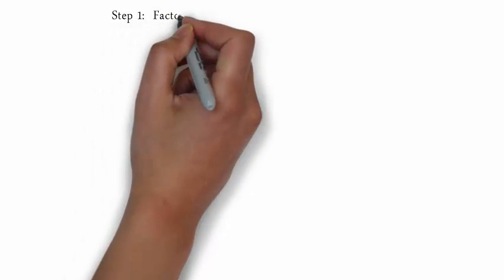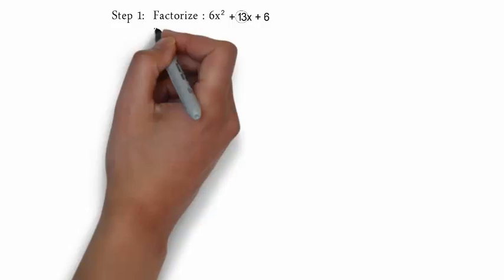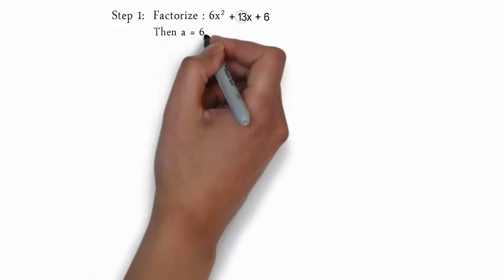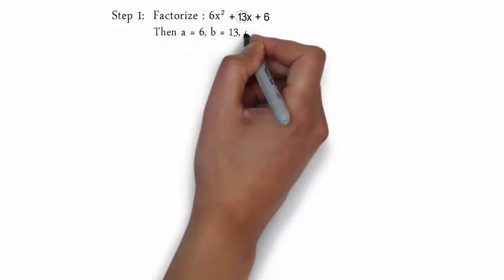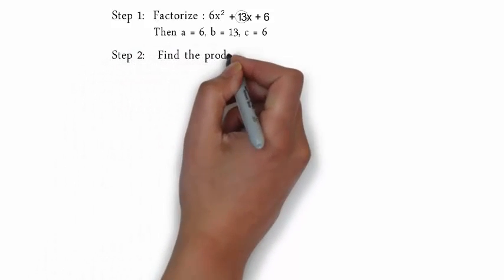For example, step 1. Factorize 6x² + 13x + 6. Then a is equal to 6, b is equal to 13 and c is equal to 6. Here b is the algebraic sum, c is the product if a is equal to 1, else ac is the product.